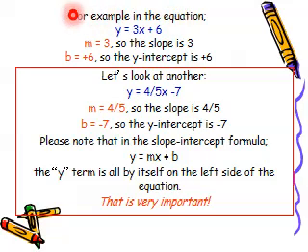Let's look at this equation up here at top. We've got y equals 3x plus 6. What can we figure out from this equation? Well, we can figure out the line has a slope of 3, and our b is 6, so the y-intercept is positive 6. Look at another one. y equals 4/5 x minus 7. The number in front of the x, that is the slope. So the slope is 4/5.